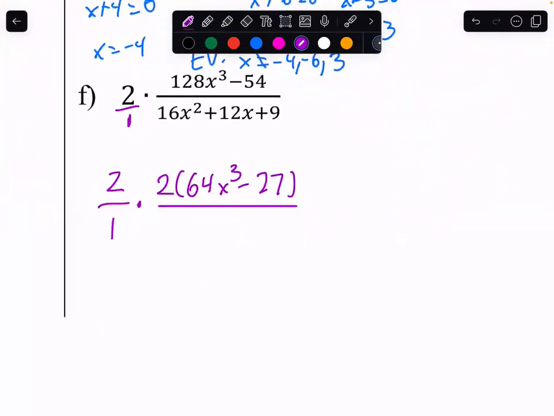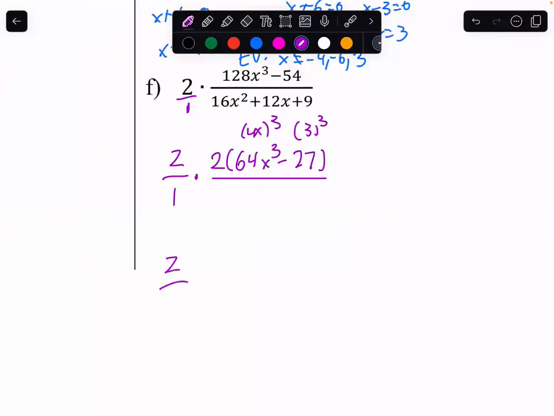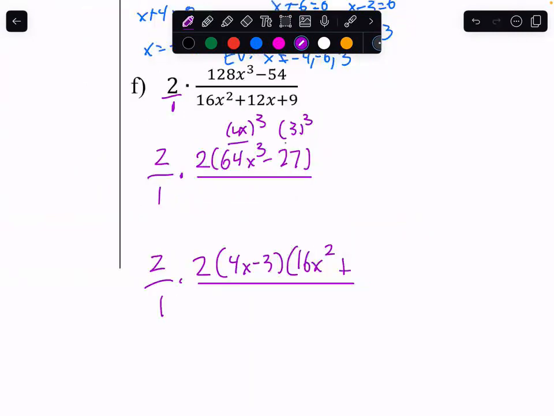Okay, now I see that I'm left with a difference of cubes, right? This is 4x all cubed, and this is 3 cubed. Okay, so let me go down here. Don't forget the 2 in front, but now we've got 4x minus 3 times 4x squared, which is 16x squared, plus 4x times 3, so plus 12x, and then plus 3 squared, so plus 9.